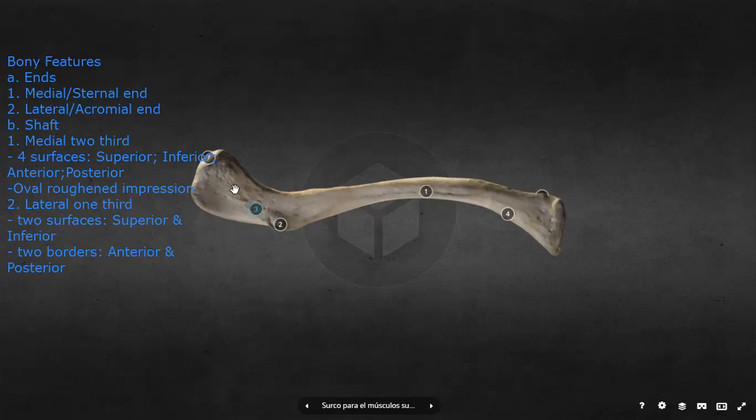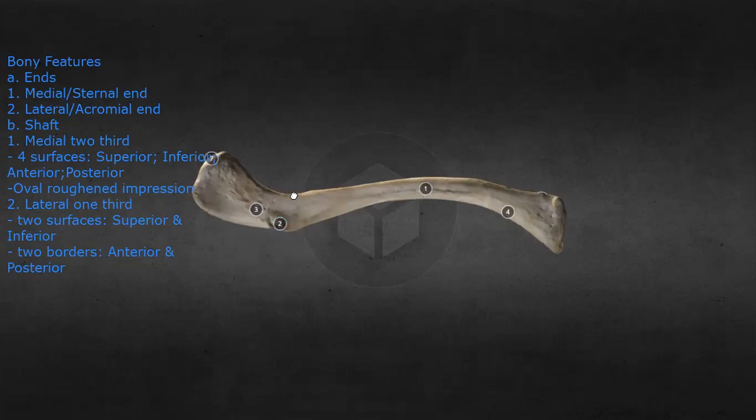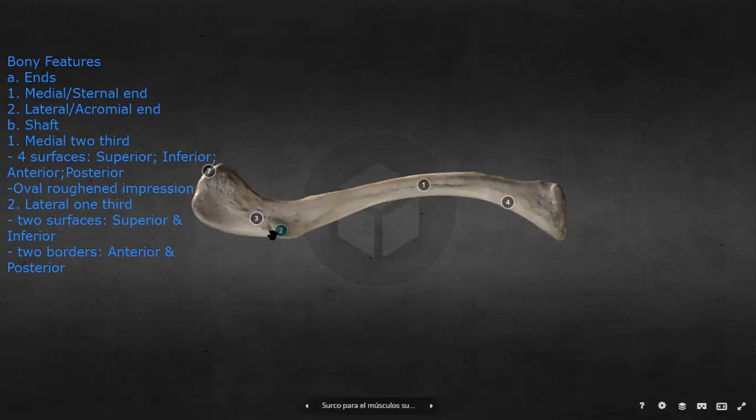Further moving on laterally over the inferior surface of the lateral one-third of the clavicle is the small rounded elevation near the posterior border of the lateral one-third, and this rounded elevation is known as conoid tubercle. Anterior and towards the lateral end of the clavicle and anterior to conoid tubercle is a roughened, long, raised line or ridge, which is known as trapezoid line or ridge.